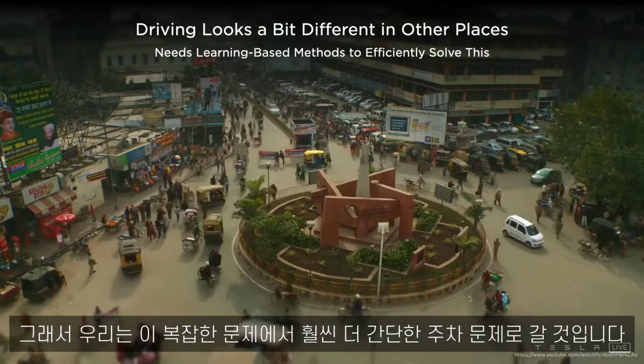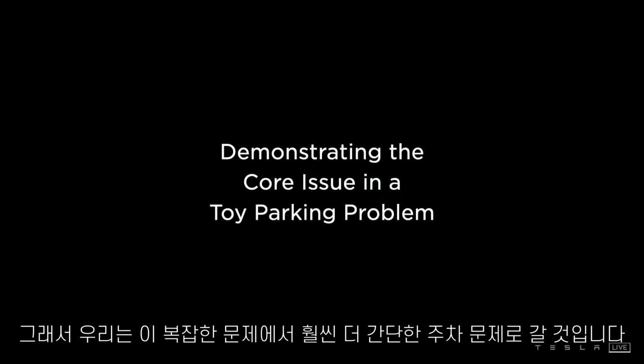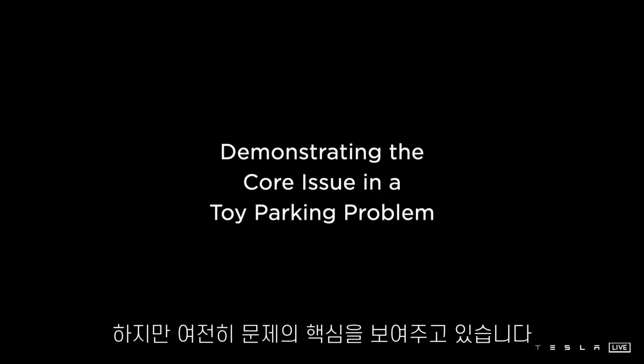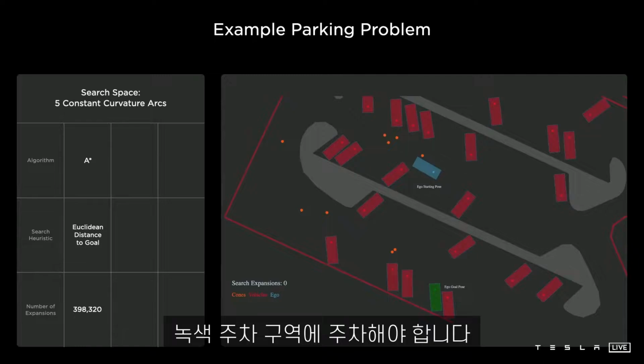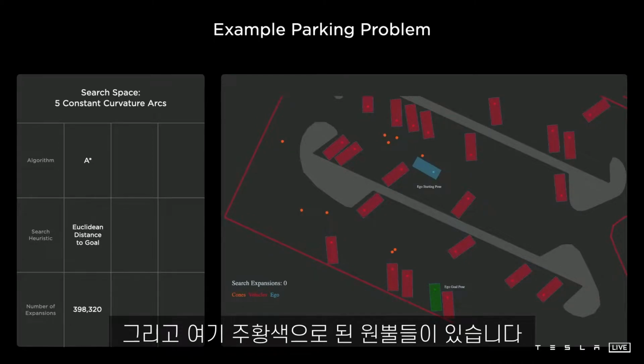So we're going to go from this complicated problem to a much simpler toy parking problem, but it still illustrates the core of the issue. Here, this is a parking lot. The ego car is in blue, and it needs to park in the green parking spot here. So it needs to go around the curbs, the parked cars, and the cones shown in orange here.